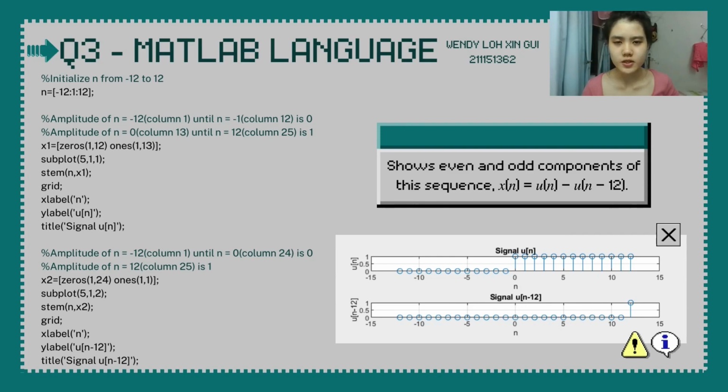Hi, I'm Wendy, with matric number 211151362, and I would like to explain question 3. For this question, we have to find x[n] by determining u[n] minus u[n-12]. As we know, u[n] is a unit step signal where the amplitude will be 1 from n equals 0 until positive infinity.